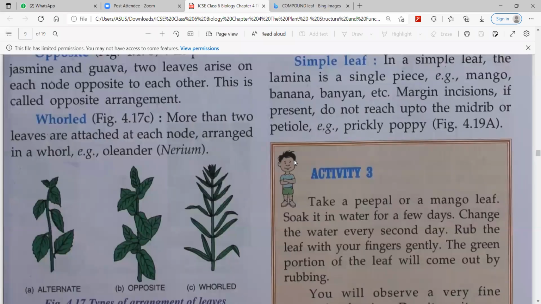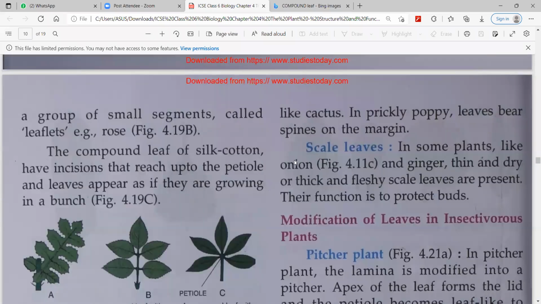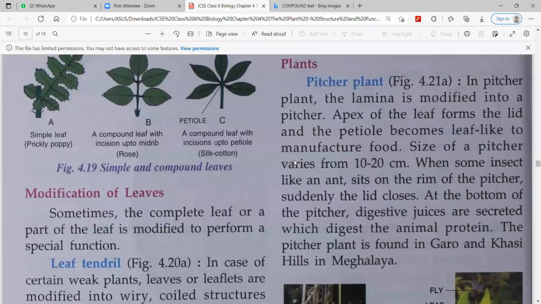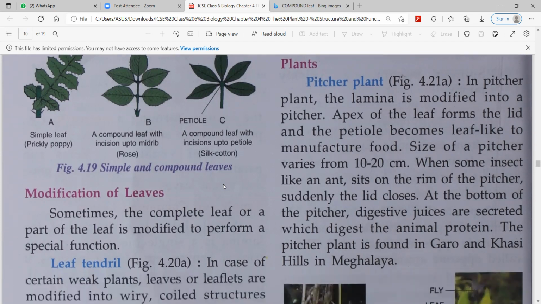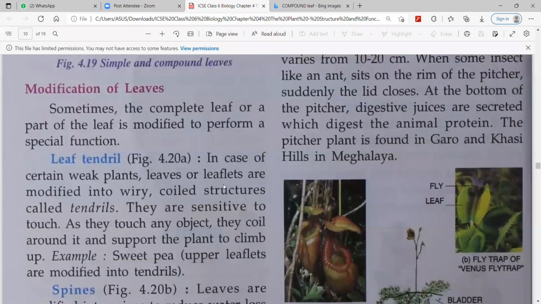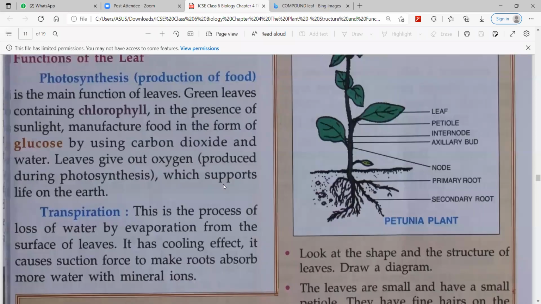Now let's look towards the simple leaf. Here just see the lamina just came inside but didn't touch the midrib, right? On the other hand, the lamina has touched the midrib and the leaf is subdivided into leaflets, right? Okay, so there are some modifications of the leaf we have.